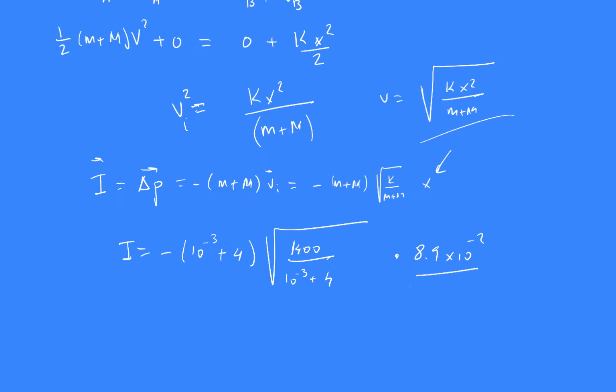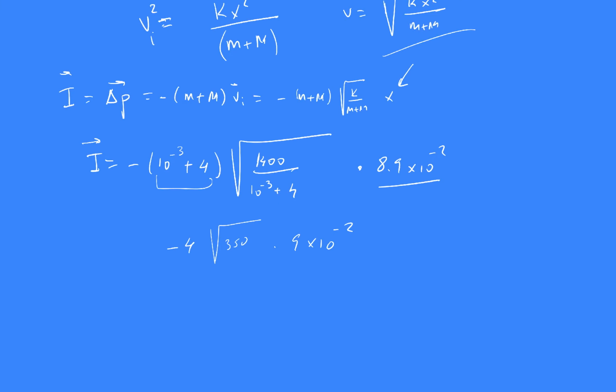Okay, this is approximately the impulse, minus 4. The minus sign is because it's a vector. The impulse goes in the other direction, but it doesn't matter. We take the magnitude. This is like 4 times the square root of 1,400 divided by 4. 1,400 divided by 4 is like 350 more or less. 350, yes. And this is 8.9, like 9 times 10 to the minus 2.